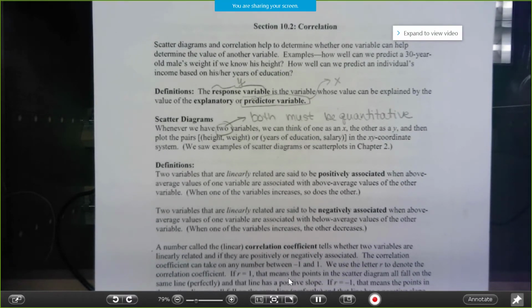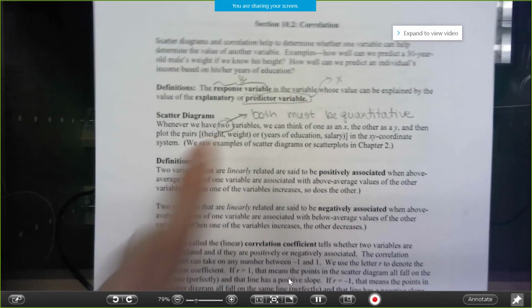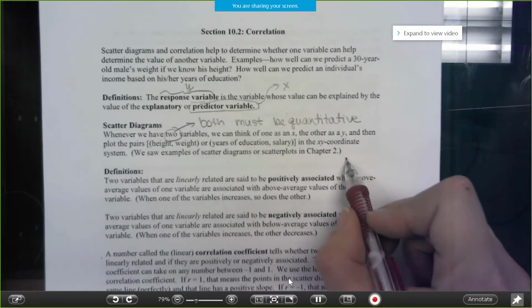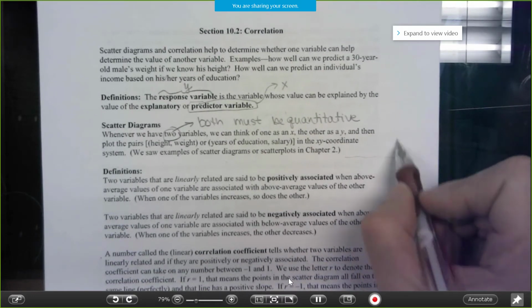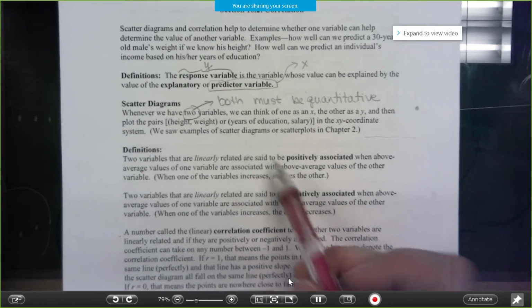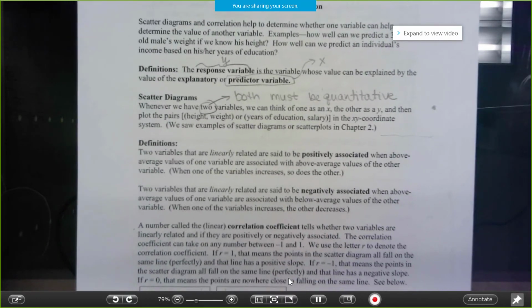So it says whenever we have two variables that are both quantitative, we can think of one as an x, the other as a y, and then plot the pairs. So if it was each man, each man would get a dot, we'd go over to his height and then up to his weight. And there's that one man gets a dot. For a person, we'd go over to their years of education, up to whatever their salary is, that person would get a dot. So every person gets their own dot. And it says we saw examples of scatter diagrams or scatter plots in chapter 2.